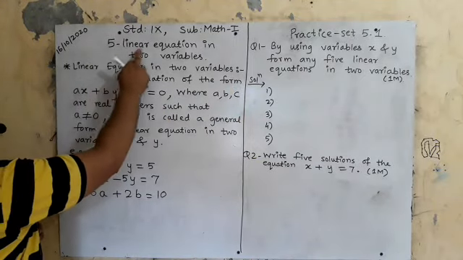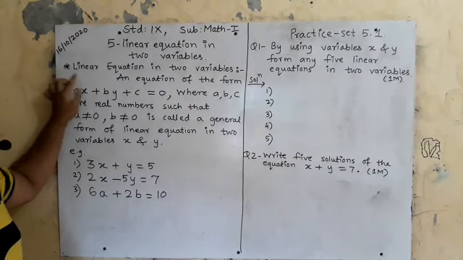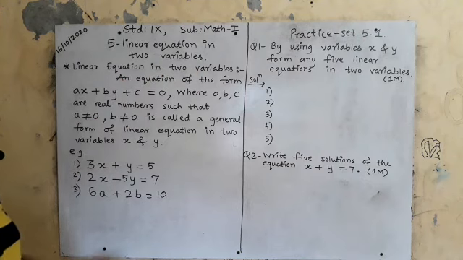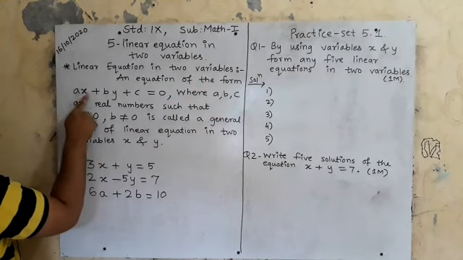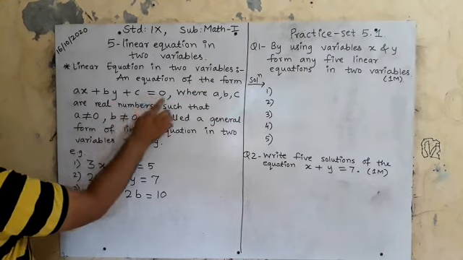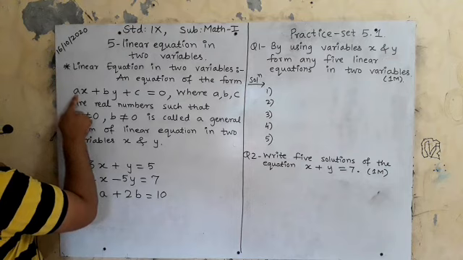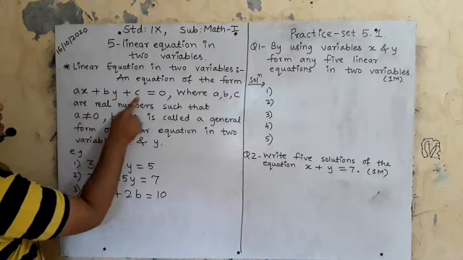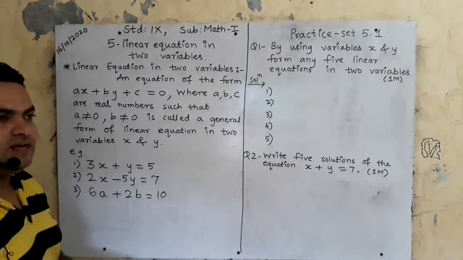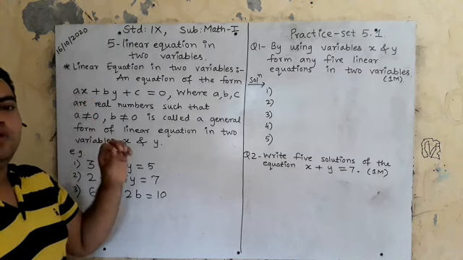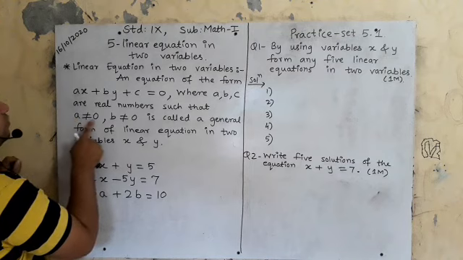Chapter number 5, linear equation in two variables. First of all, I will explain what a linear equation in two variables is. An equation of the form ax plus by plus c is equal to 0, where a, b and c are real numbers. Real numbers means the coefficients are real numbers, such that a does not equal 0.